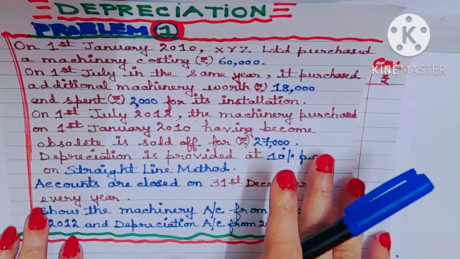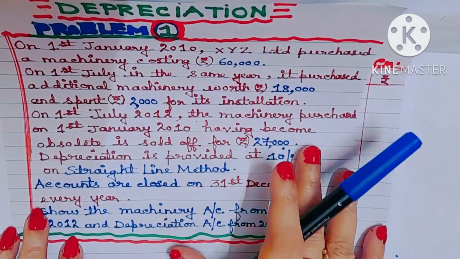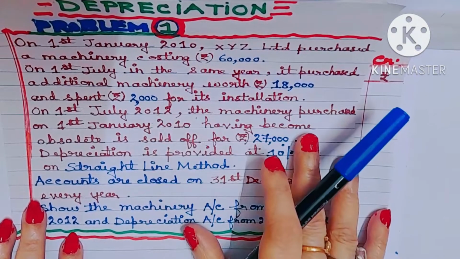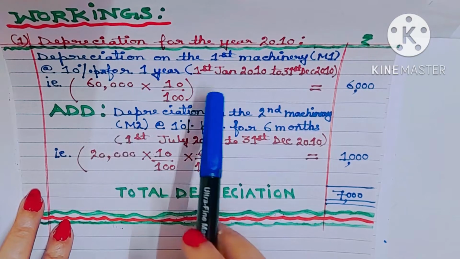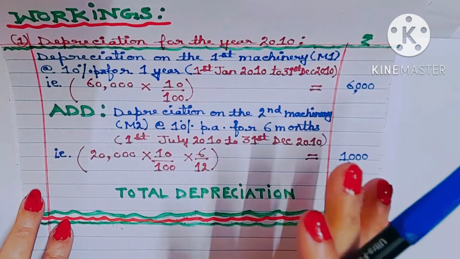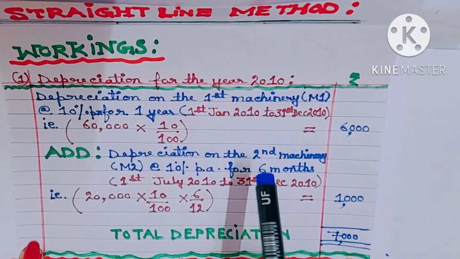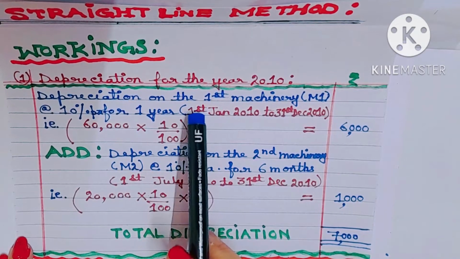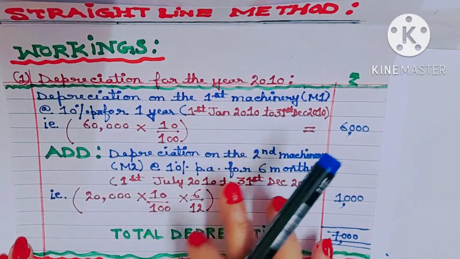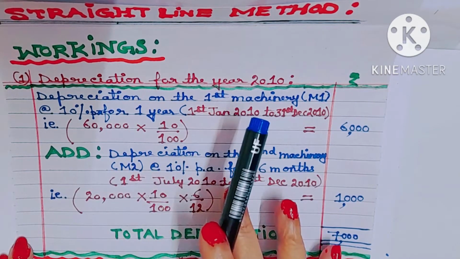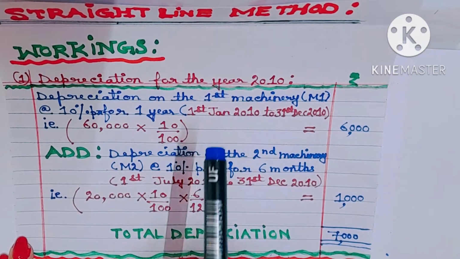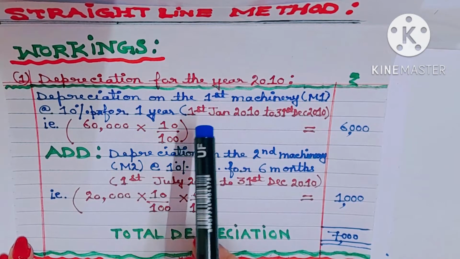So let me show the workings for 2010. So let me show the depreciation for the year 2010. Now see the workings. You got to write like this. Number 1, depreciation for the year 2010. 2010 এ আমাদের দুটো machinery ছিল. Please remember every year you got to charge depreciation for all the machines. In this case, in the year 2010, the business has purchased 2 machineries. First machinery on 1st January 2010 and the second machinery on 1st July 2010.